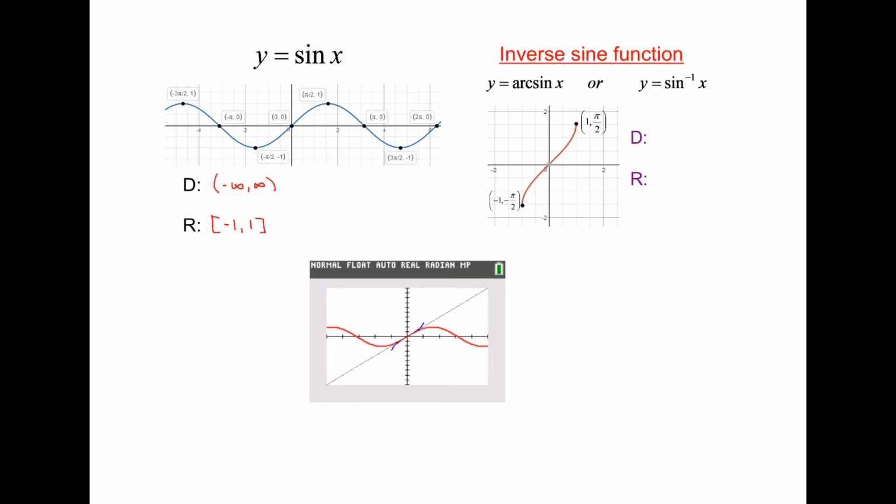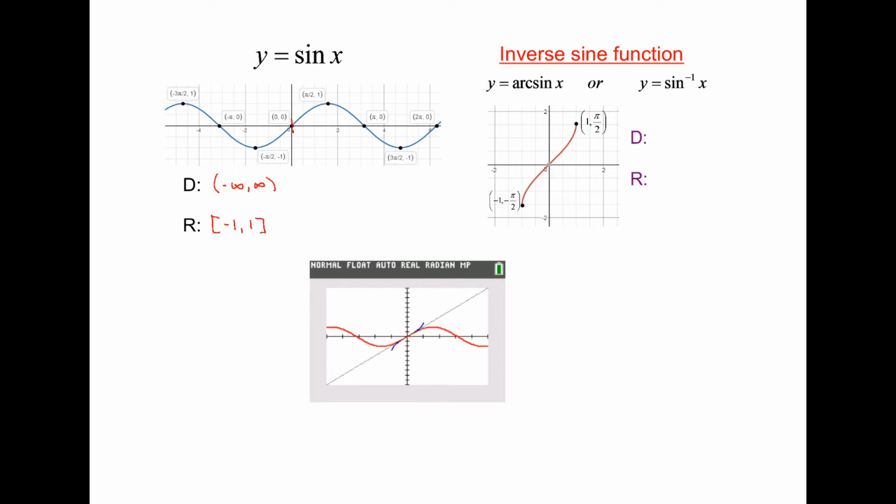Is the sine graph a one-to-one function? Well, no, it repeats. You can just look on the x-axis alone. It repeats all over the place. So what we have to do is restrict the sine graph so it is a one-to-one function. We can do this in a couple of places, but there's really one place that everyone uses in terms of inverse sine.